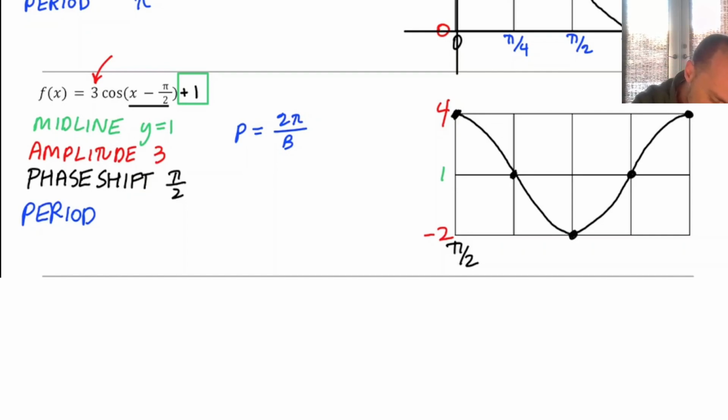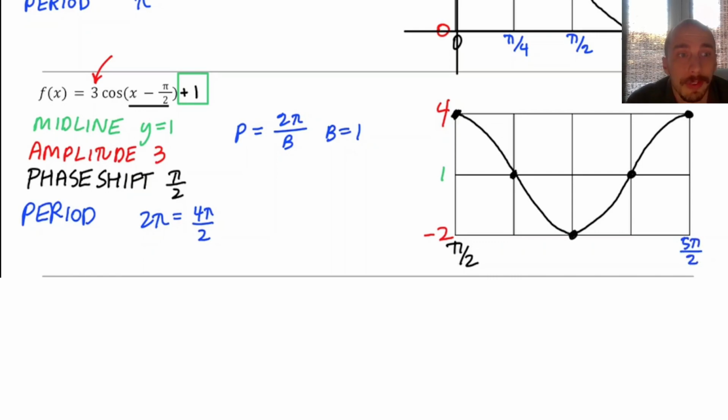Okay, but anyway, b is looking like it's going to be 1 because nothing's multiplying by the x, so period's going to be 2 pi. And then from there, I know that I need to go to the right by 2 pi to complete one full cycle of the graph. So pi over 2 plus 2 pi, I'm just going to put it in terms of pi's over 2, that's 4 pi over 2. So I'm going to add 4 pi over 2 to pi over 2, that'll be 5 pi over 2.